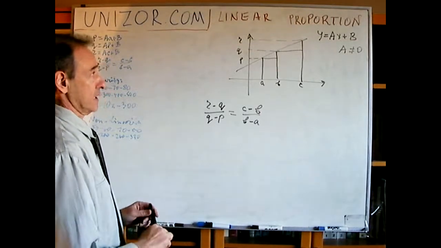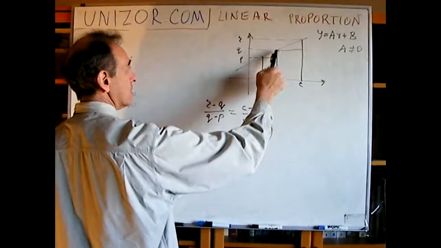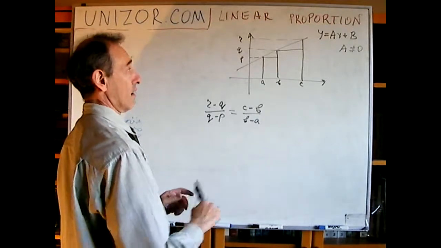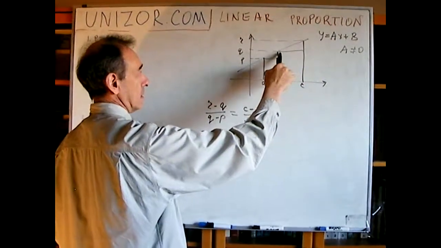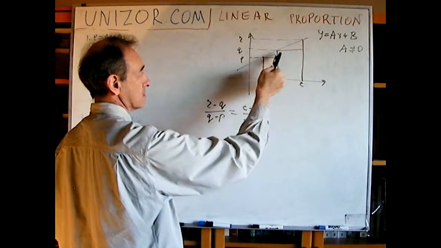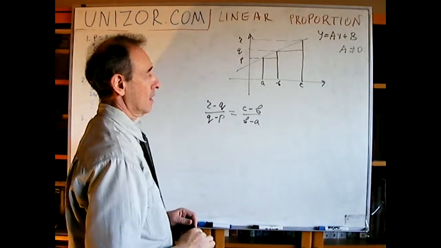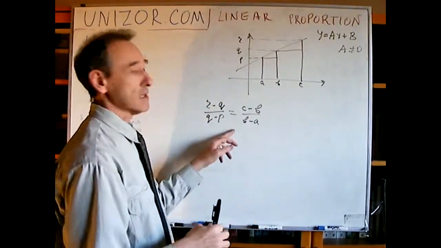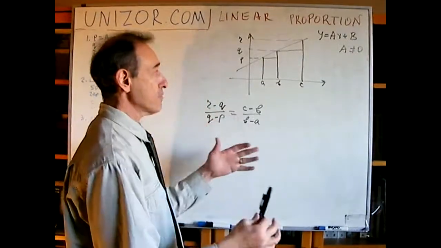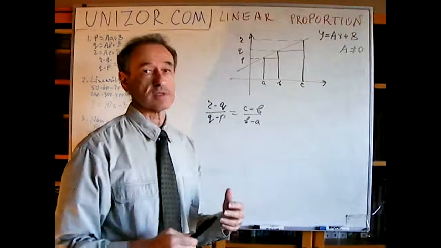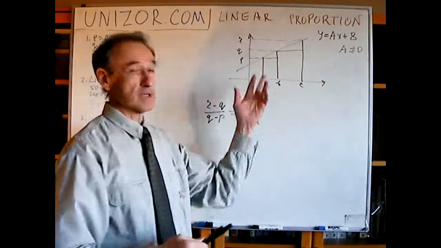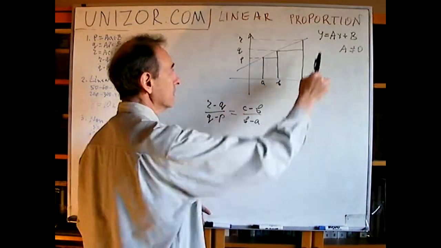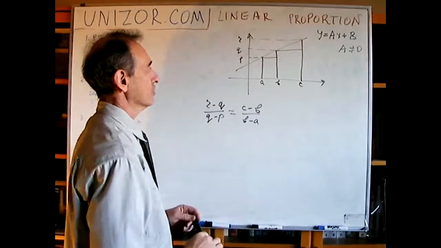From the geometrical standpoint, it basically means that these 2 triangles are similar. Since they are similar, this cathetus relates to this as this to this. So the similarity from the geometrical standpoint means this, algebraically. And obviously it's all related to the fact that this is a straight line. Were it not a straight line, nothing like that would hold in general. So for any linear function, this is true.